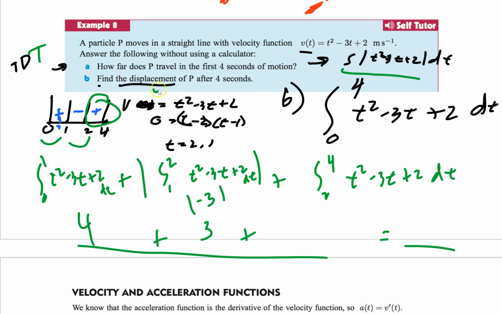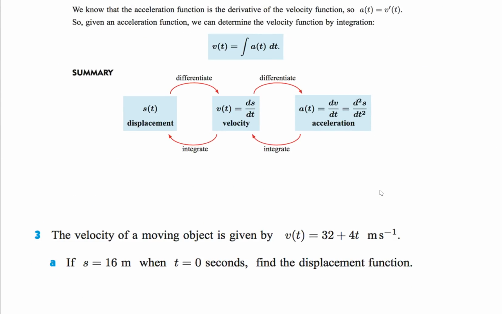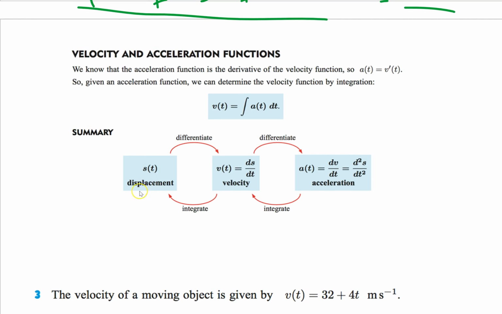Displacement's the easy one. It's like, yay. You just integrate it, 0 to 4. Done. Okay, so we want to talk about this some more generally, review some general ideas, right? So remember, displacement, take a derivative, get velocity, take a derivative, get acceleration. If you want to go backwards, you integrate.